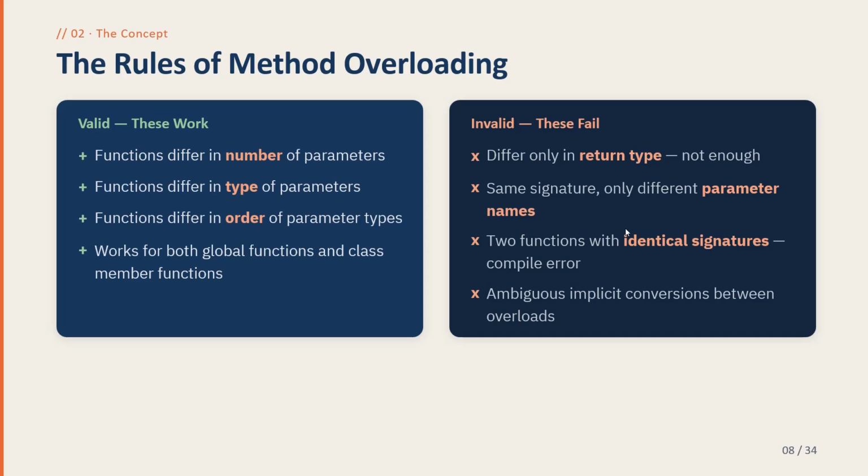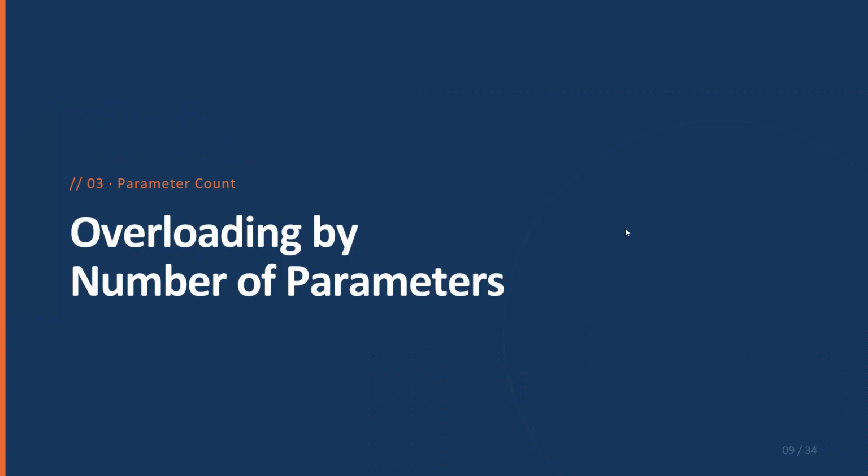Let us look at the important rules. Overloading is valid when functions differ in the number of parameters, types of parameters, or order of parameter types. It works for both global functions as well as class member functions. On the other hand, functions cannot be overloaded merely by changing their return type. Similarly, changing only parameter names does not create a new function signature. We should be very careful when implicit type conversions are involved because they can sometimes make an overloaded function call ambiguous.